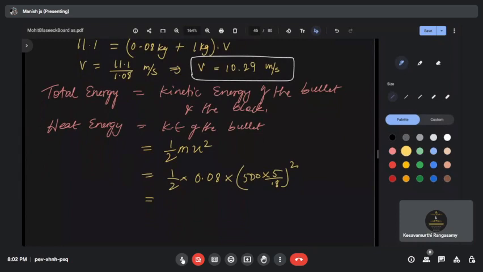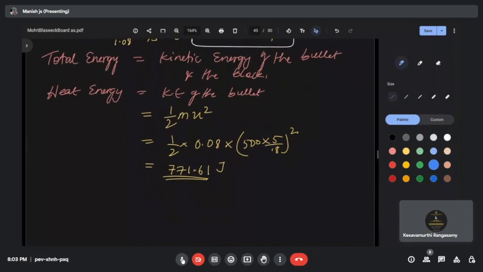You simplify and evaluate this expression by putting all the values, and you get the answer as 771.61. So that's the amount of heat energy. But they're asking what is the energy dissipated only as heat. There is kinetic energy also involved. So from this total energy value, you need to subtract the amount of energy that needs to be removed. That is the first value.